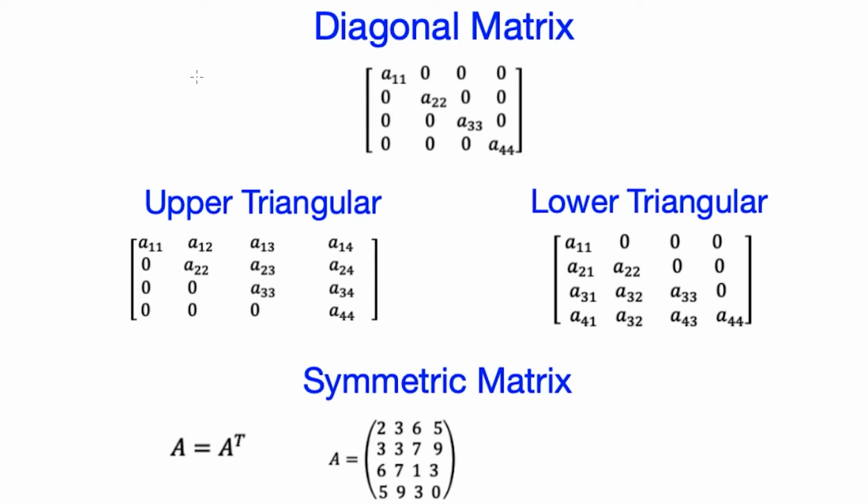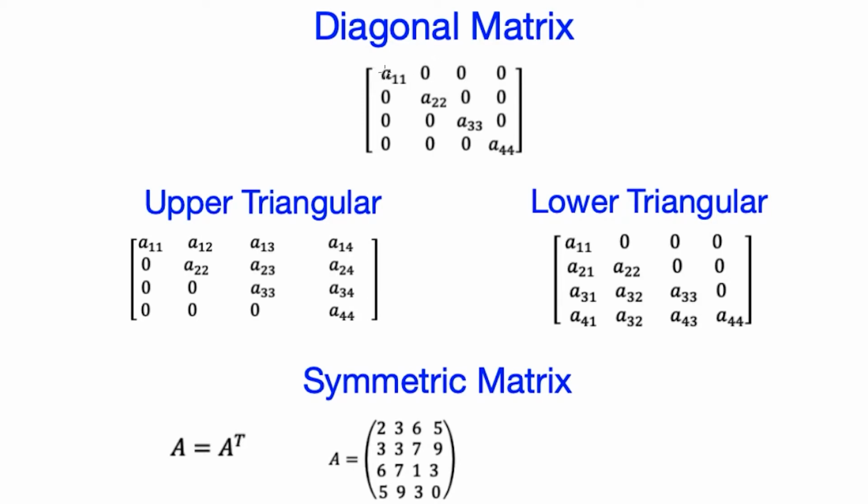Hello everyone, in this lecture we'll talk about diagonal matrices, upper triangular and lower triangular matrices, and also we'll talk about the symmetric matrix. So we define the diagonal matrix as a matrix that has zeros off the main diagonal.